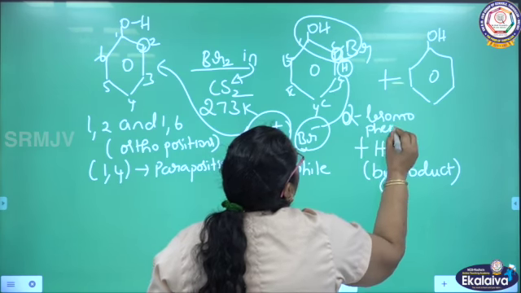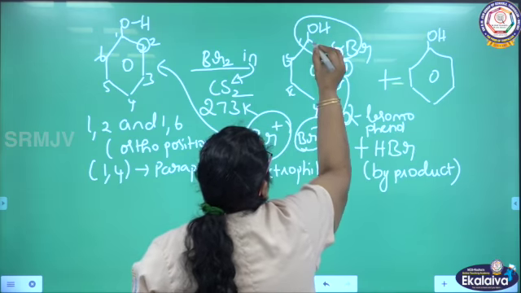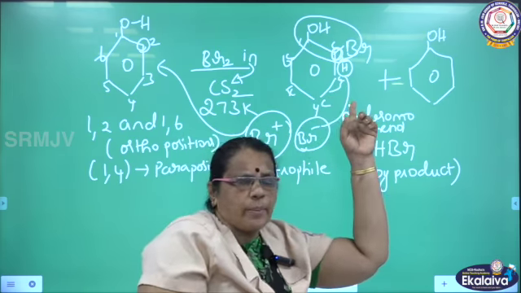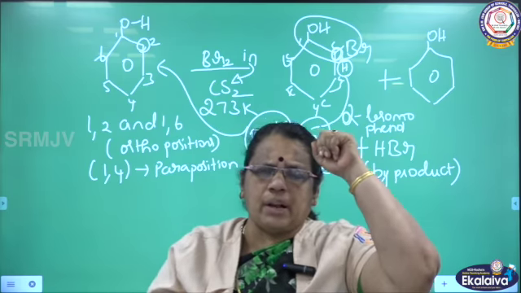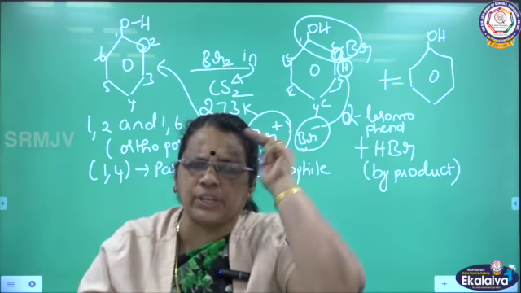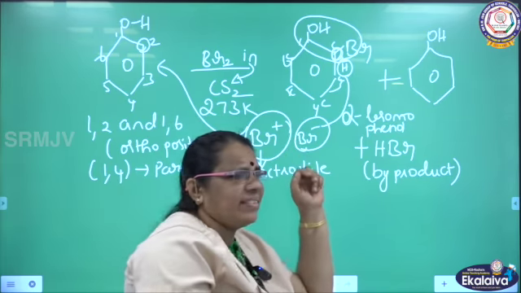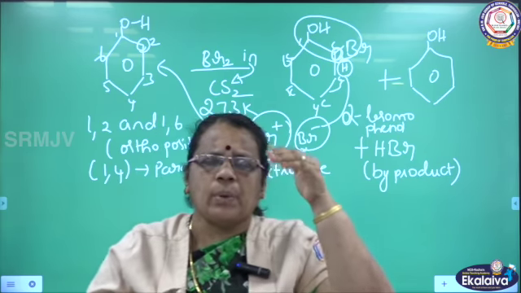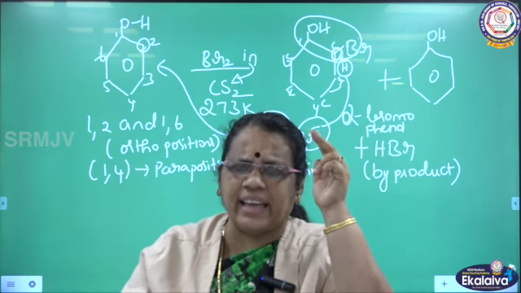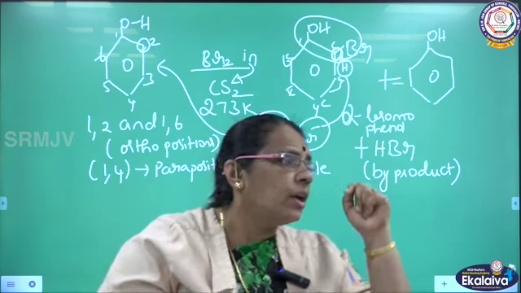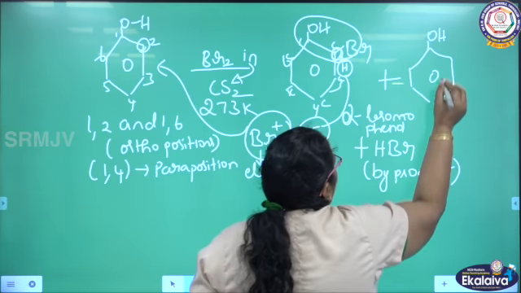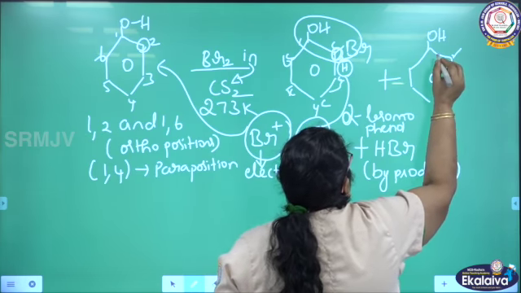2-bromophenol. Phenol is the parent. So the first carbon to second carbon, ortho position 1,2. Bromine is substituted in the second carbon, the ortho position. So second carbon substitution is taking place. What is the electrophile? Br plus. Is it not? So it is attacking the second carbon. That is 2-bromophenol.